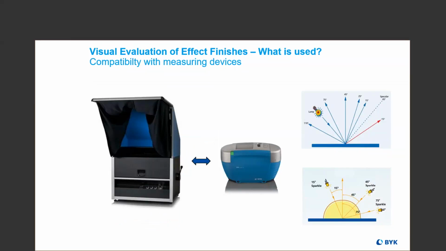And so again, we have our Biko Spectra Effect light booth side by side with our BIC-MAC eye instrument for multi-angle color and effect measurement. And again, this light booth is meant to mimic exactly the measurement conditions of the BIC-MAC eye, both in the illumination conditions and the viewing angles.